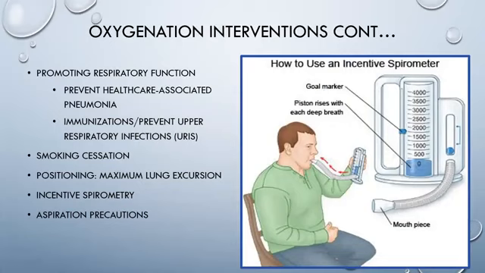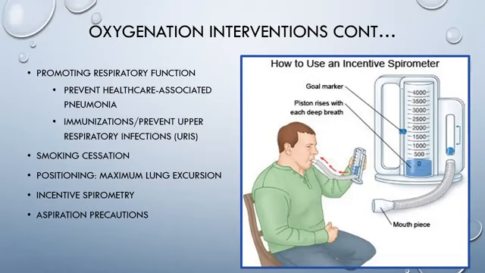So other interventions. Promoting respiratory function. So how are we going to do that? We're going to make sure that we do our best to prevent healthcare associated pneumonia. Okay, we talked about our healthcare associated infections a few chapters ago, and this is important. Okay, prevent healthcare associated pneumonia. Typically, it tends to be more complicated and have a higher mortality rate than actual community acquired pneumonia. Okay, so we want to prevent that.